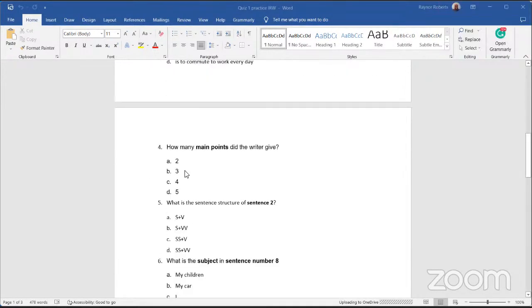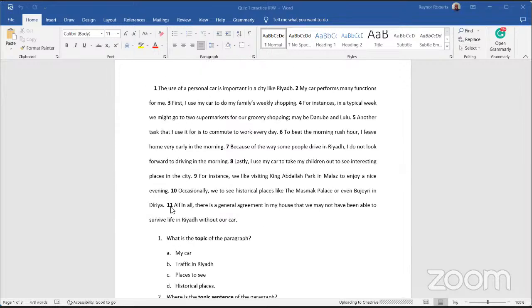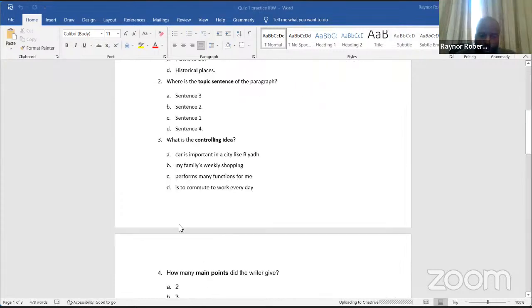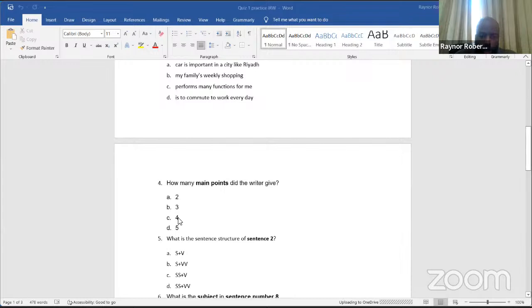Wait, B. What about sentence number 6? Does it count as a supporting point for 5? It's just giving you more detail about the second point. All right.